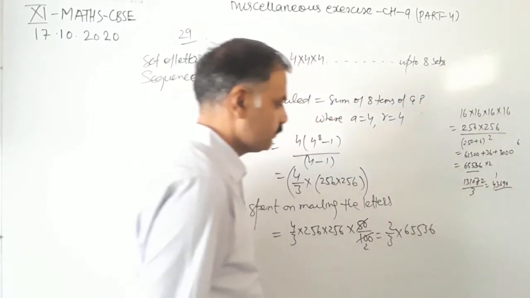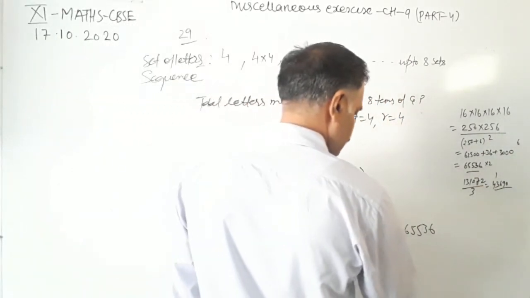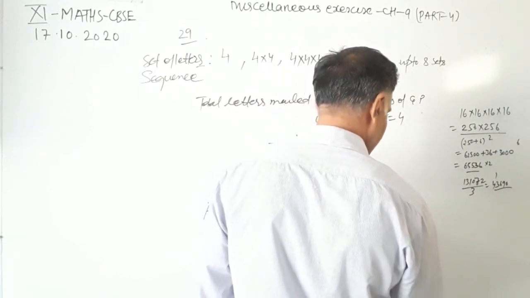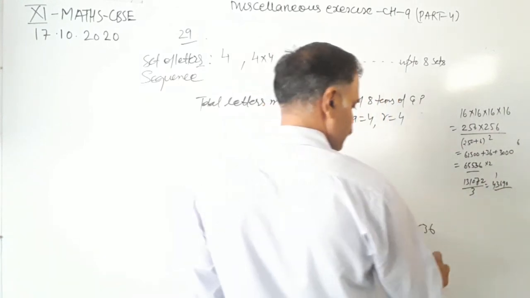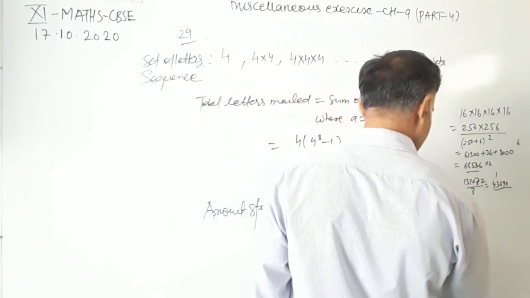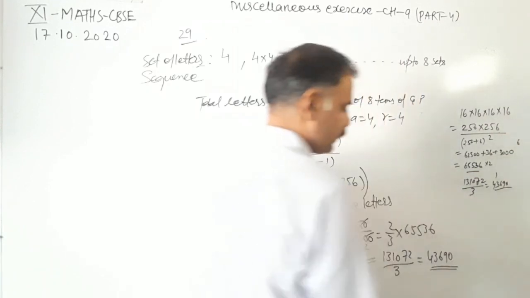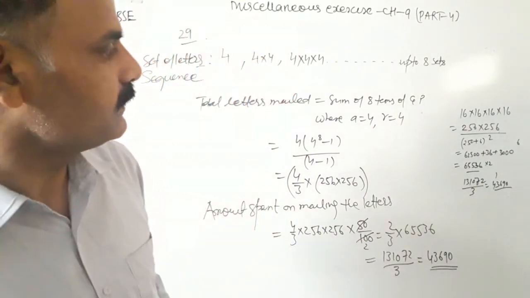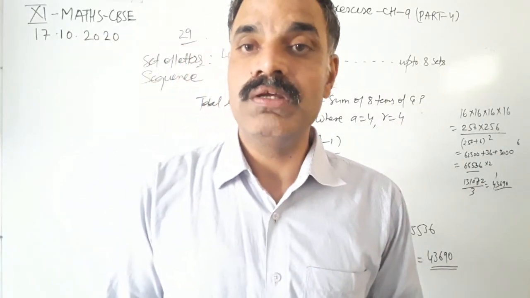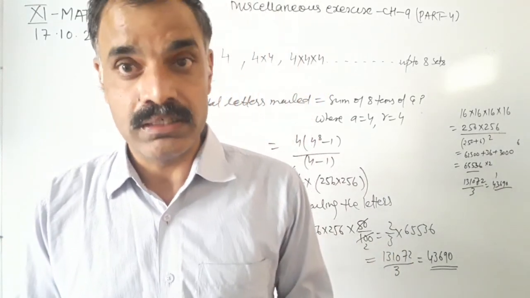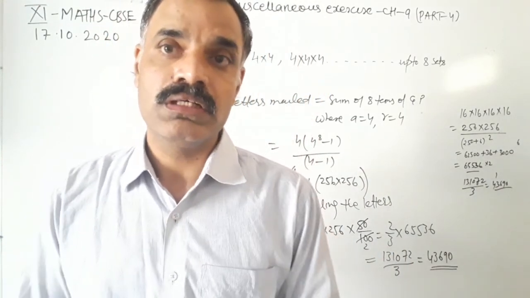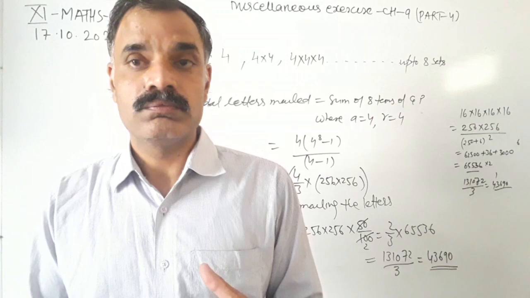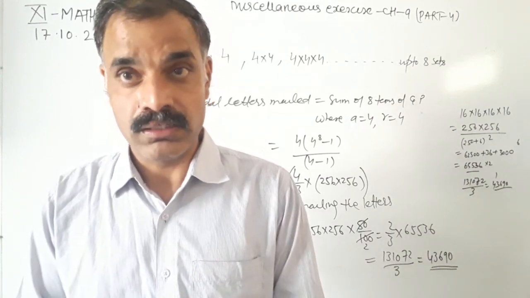Solving this, 256 into 256 is 65536, and multiplying by 2 gives 131072 divided by 3. After dividing this by 3, we get 43690. Okay, this is the amount. 43,690 rupees is the amount that we will spend on mailing the letters. So this was the last question, and this is the last part of the video for the miscellaneous exercise on chapter number 9. Okay, thank you.